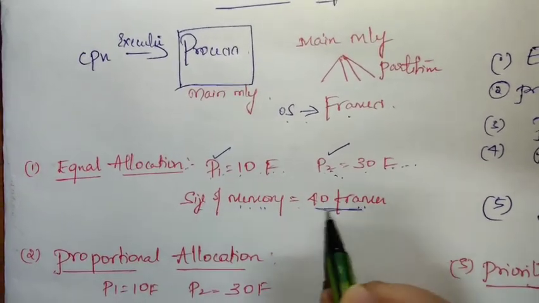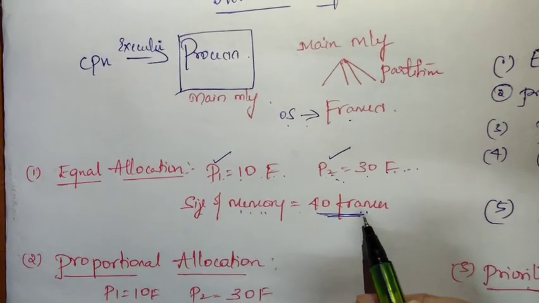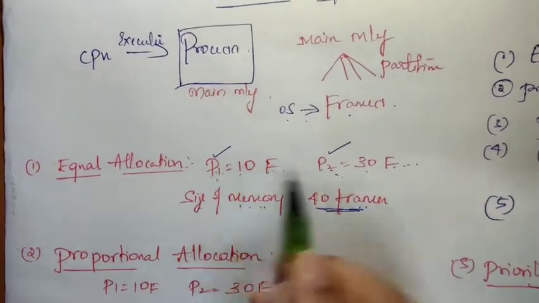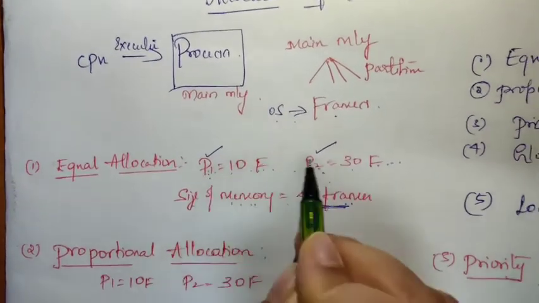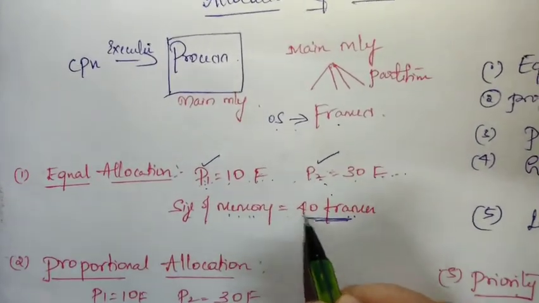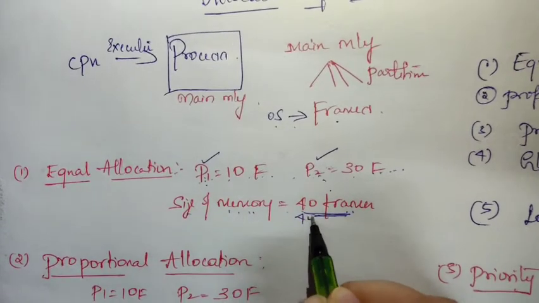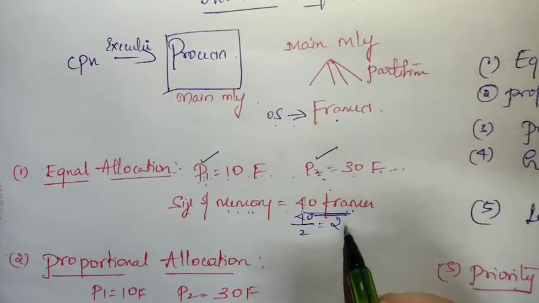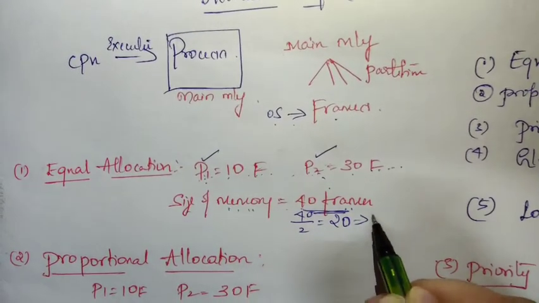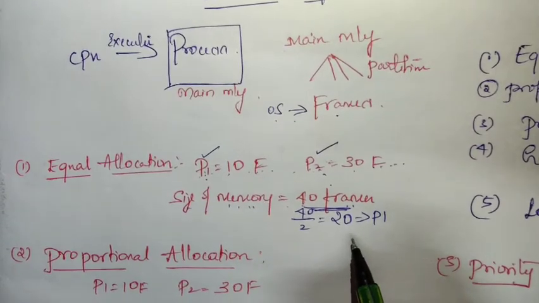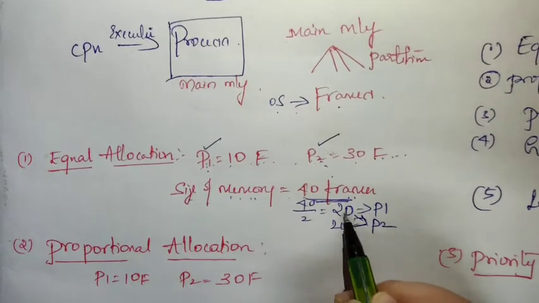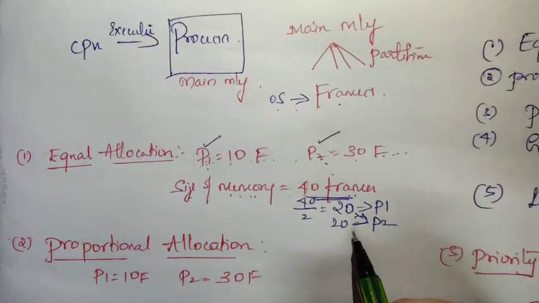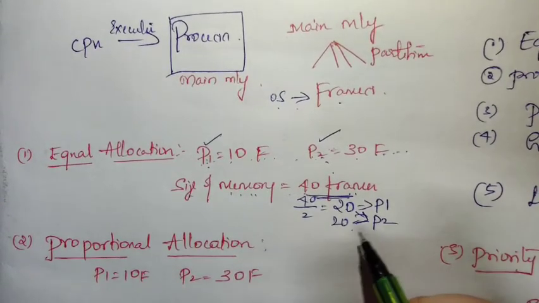So these 40 frames will be distributed equally among these two processes, P1 as well as P2. 40 divided by 2 means what? 40 by 2 is 20. So 20 frames will be allocated for the process P1 as well as the process P2.